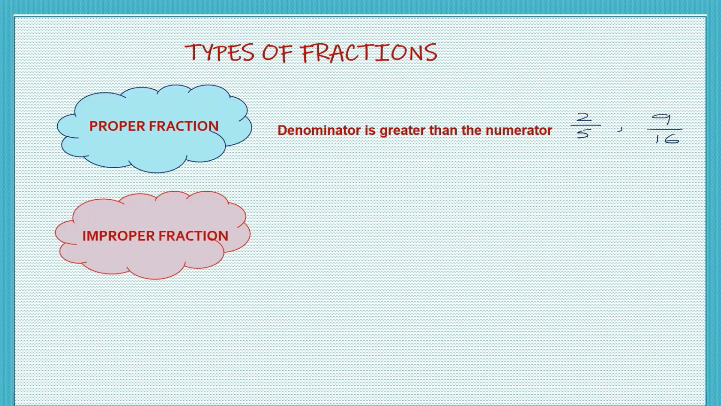Then we have the improper fraction where the denominator is smaller than the numerator. So it's the other way of writing the proper fraction. Now suppose my numerator is 5 and the denominator is smaller than the numerator. This is called an improper fraction. Similarly, just like the other example, we have 16 as the numerator and 9 as the denominator. As you can see, the denominator is smaller. So this is an improper fraction.